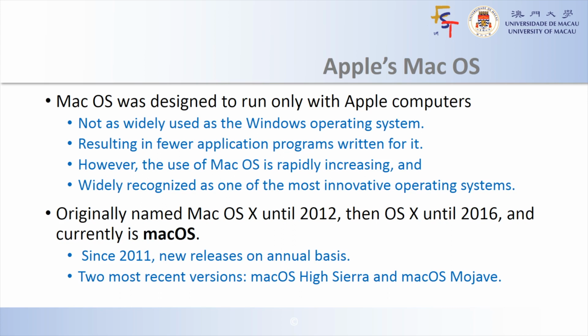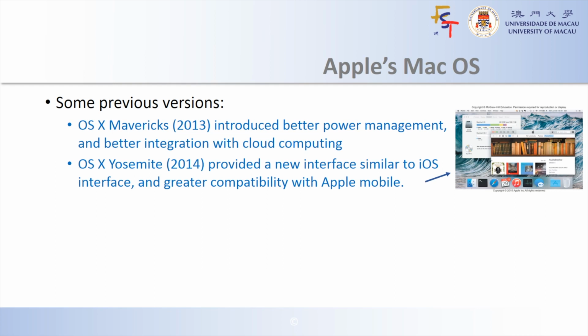Since 2011, new releases happen on an annual basis, so the two most recent versions are Mac OS High Sierra and Mac OS Mojave. Let's take a look at some previous versions mentioned in our textbook. For example, OS X Mavericks introduced better power management and better integration with cloud computing. One year later, OS X Yosemite provided a new interface similar to the iOS interface and greater compatibility with Apple Mobile.